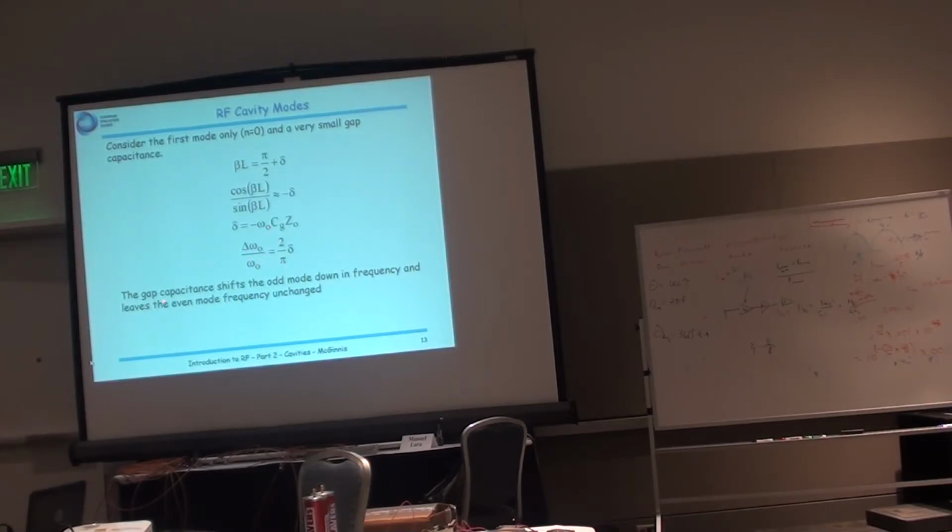And so basically the gap capacitance shifts down the frequency and leaves the other mode frequency the same. If you've done quantum mechanics, this is a standard thing where you put in a small perturbation and it shifts the degenerate modes. That's like, for example, an atom.